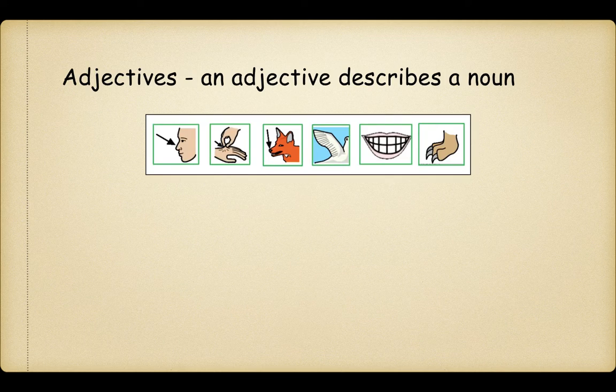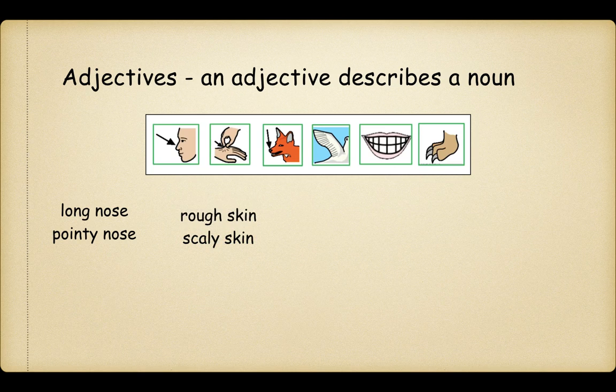So yesterday we had this phrase, adjectives. An adjective describes the noun. So we did come up with some adjectives to describe the noun. We had a long nose and a pointy nose. Long and pointy are the adjectives. We have rough skin, scaly skin. Rough and scaly are adjectives. They describe the skin. Skin is a thing. So we describe the noun. So skin is a noun.